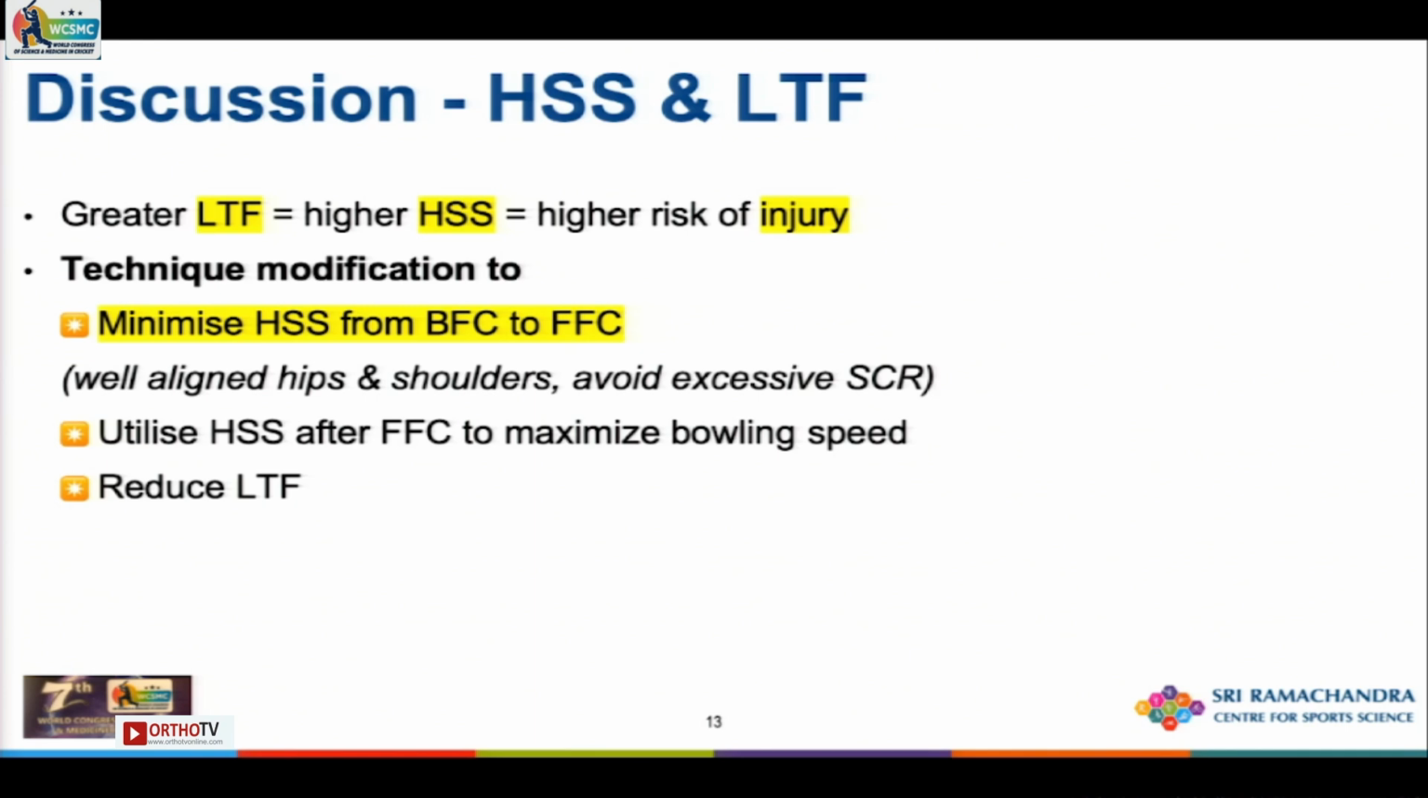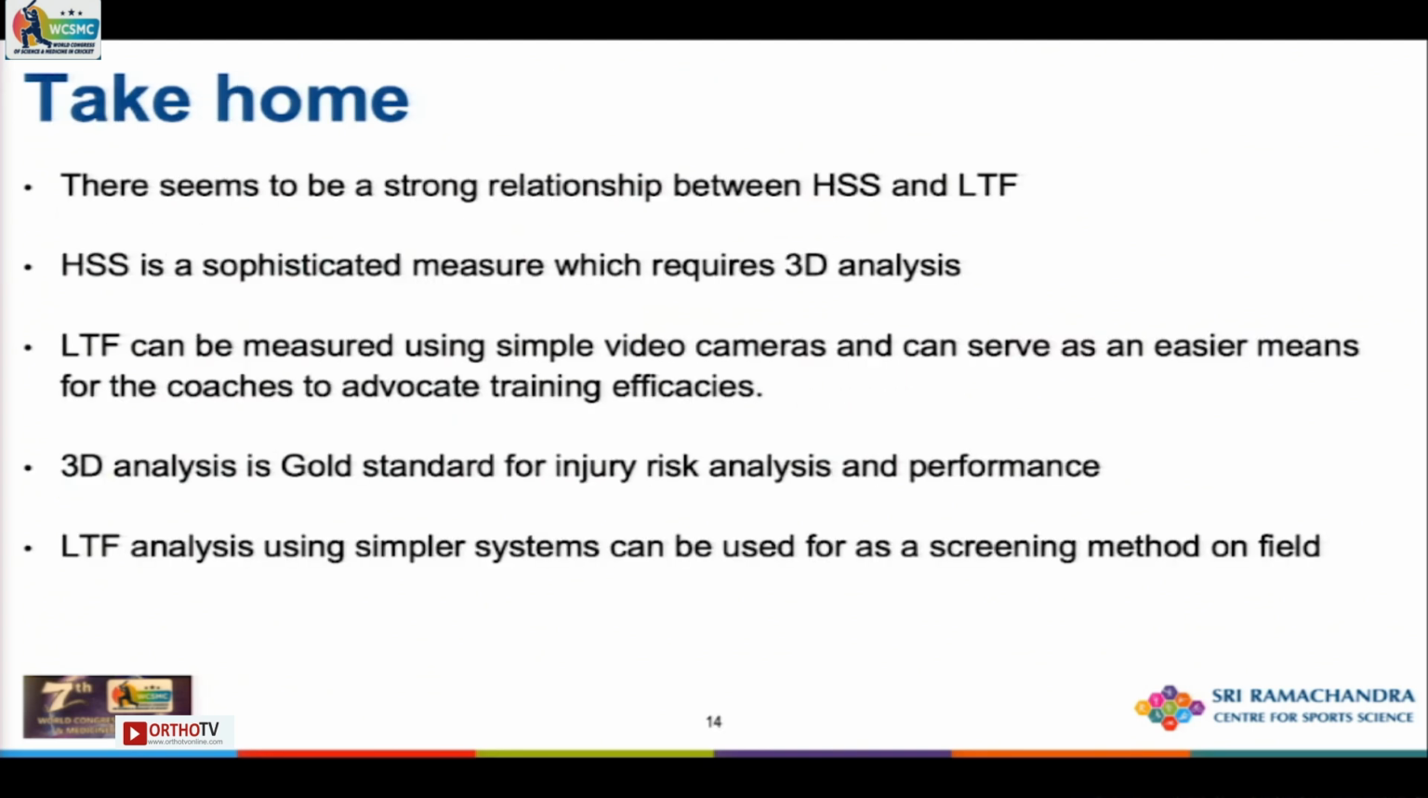So if bowlers still want to increase the bowling speed, they can use the hip shoulder separation angle, but after the front foot comes into contact. That way the back foot would be off the ground and it may not have a very torsional effect on the spine. So we can reduce the lateral trunk flexion also, by the way. So the take-home message is there seems to be a very strong relationship between hip-shoulder separation angle, which is a proven injury risk factor for back injuries, and the lateral trunk flexion.